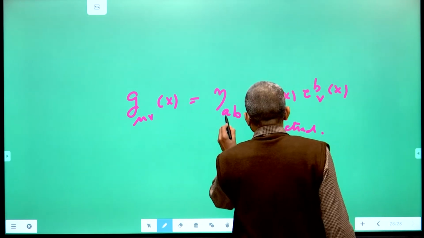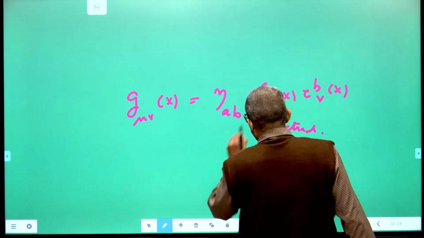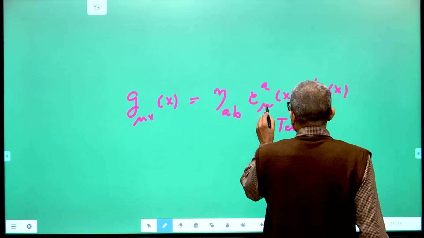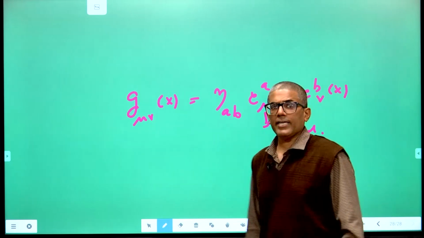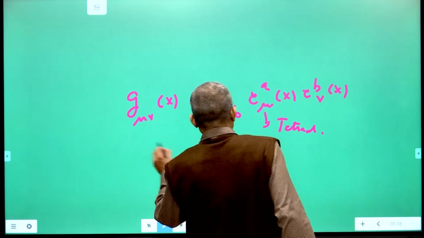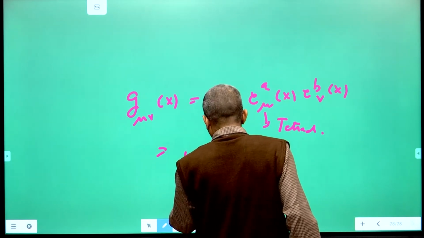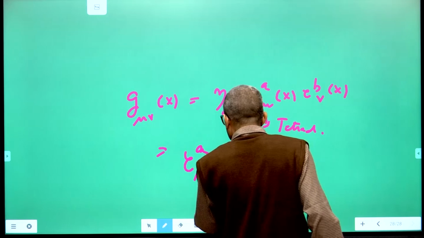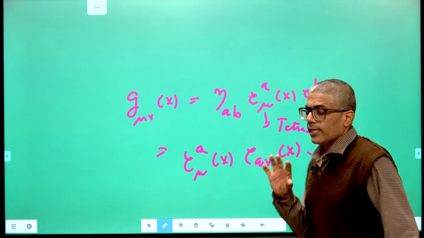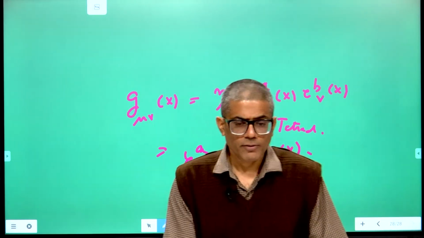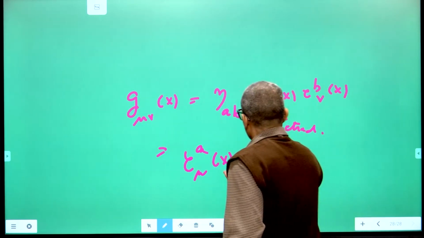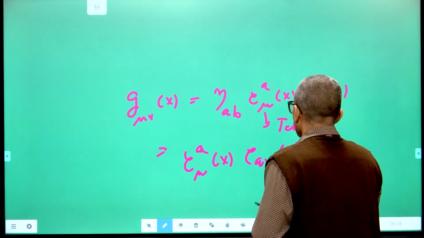You can also write this equation by lowering the A and B indices using the Minkowski metric eta AB, whereas mu and nu indices are raised and lowered using the diffeomorphism transformation. So you can also write this as A mu x into Ea nu x. You can also write this in this way. So it amounts to locally factorizing out the metric at each point in spacetime into a product of such factors.